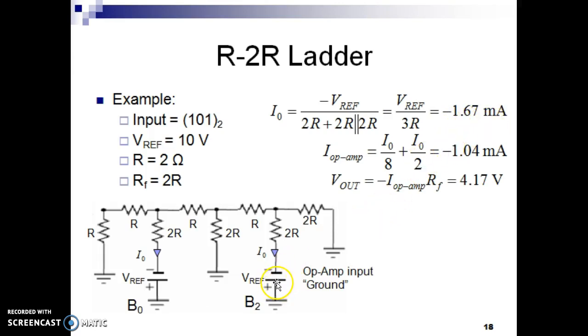Another contribution is from B2. Its contribution is only half, so that's equal to I0 by 2, and here it is I0 by 8. V out is equal to the current through the op-amp times the RF value. So we get the output voltage as 4.17.